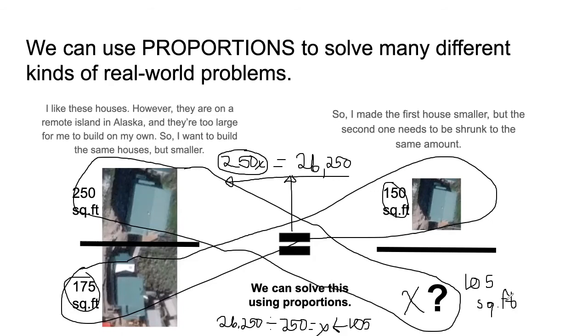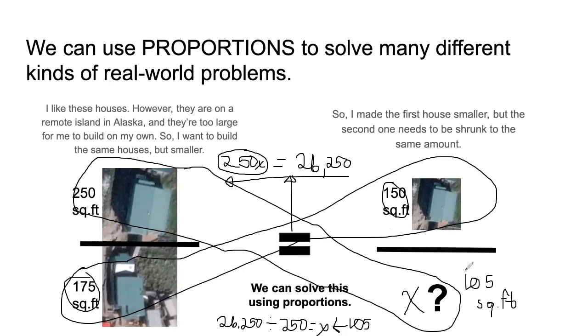So let me go over this for a second. If what we see on this island in Alaska is two houses, one 250 square feet, one 175, and we want to shrink them to be the same amount of shrunken, it should be 150 square feet over 105.